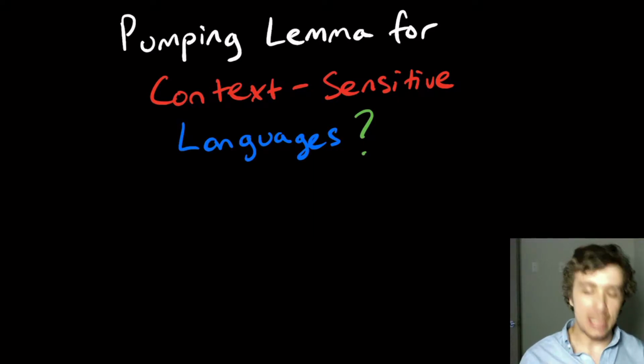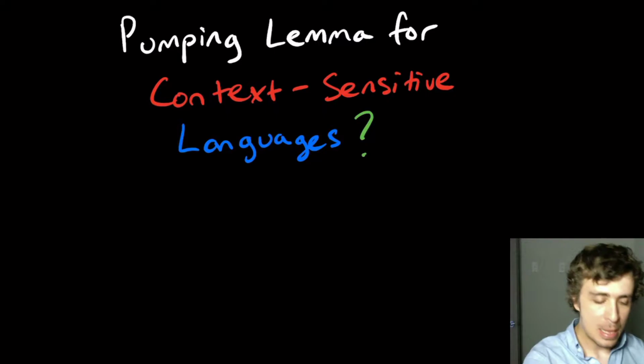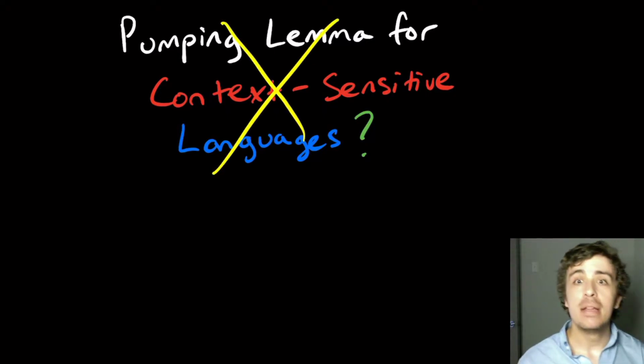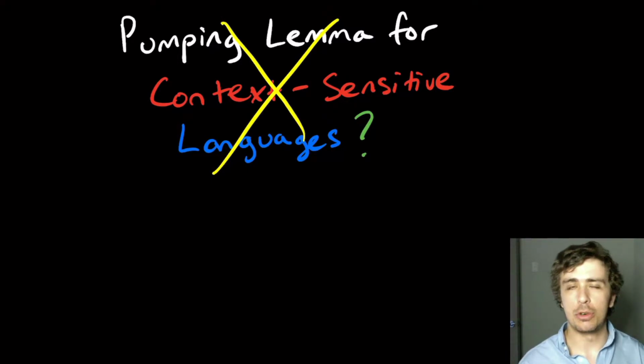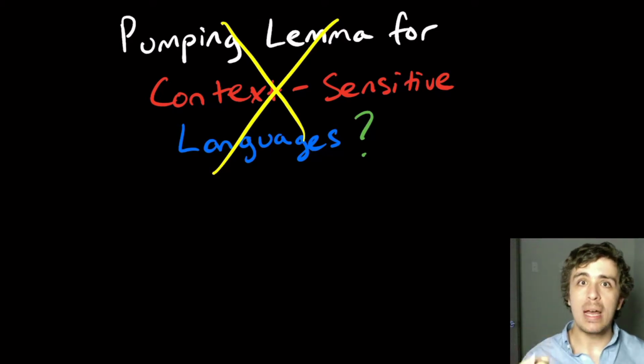But I want to give you some heuristics as to why we believe that there is no pumping lemma for context-sensitive languages. Or if there is one, then it doesn't follow the usual convention of what a pumping lemma actually is. So let's try to think about what a pumping lemma should look like.